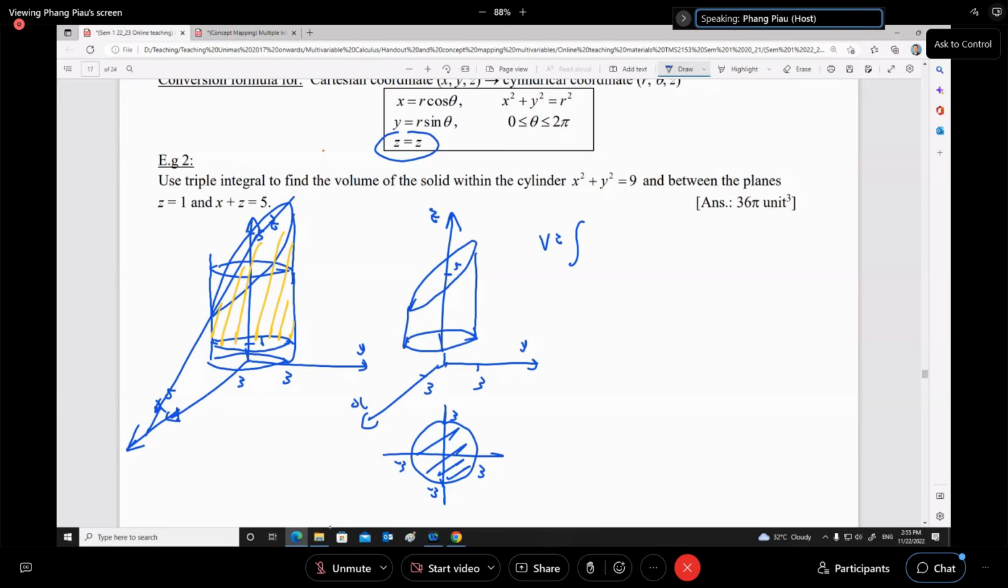From this circle, you know that theta is from 0 to 2 pi, and r is from 0 to 3. Remember, it is from 0 to 3. You can write your dr d theta already here, as it is polar coordinates. The extra on this cylindrical coordinate is just that you have to add an interval for z, from here up to here. So this is very straightforward. z is from 1 up to this equation, given by z equal to 5 minus x.